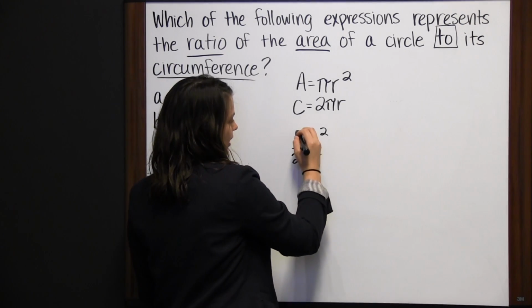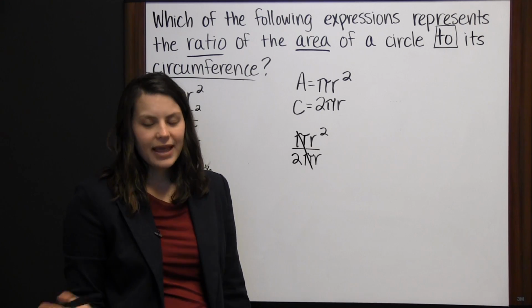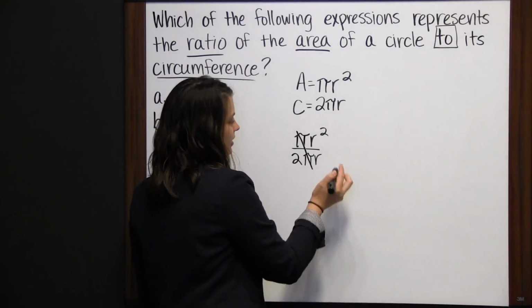First I see that pi divided by pi cancels. Pi divided by pi is 1. Anything divided by itself is 1. So we can cancel it.